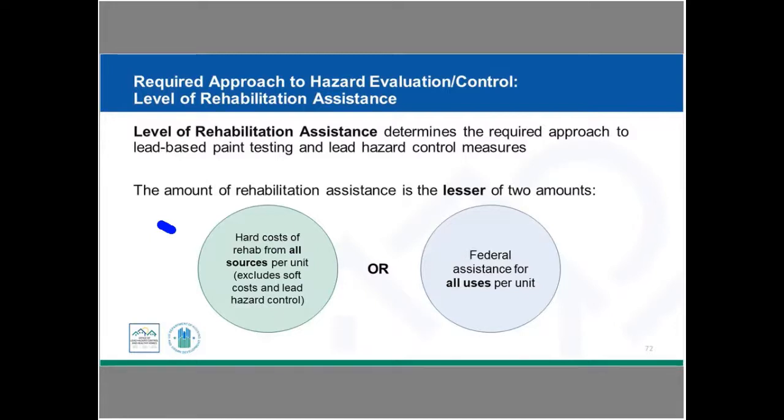So it's taking the lesser of this green circle, or what's in this blue circle here, the federal assistance for all uses per unit. So we need to determine the lesser of the hard costs of rehab from all sources per unit, excluding soft costs and any lead hazard reduction costs, or the total amount of federal assistance for all uses. We have a couple examples in a minute, but you'll see here for the hard costs, we're excluding any soft costs or lead hazard control work.